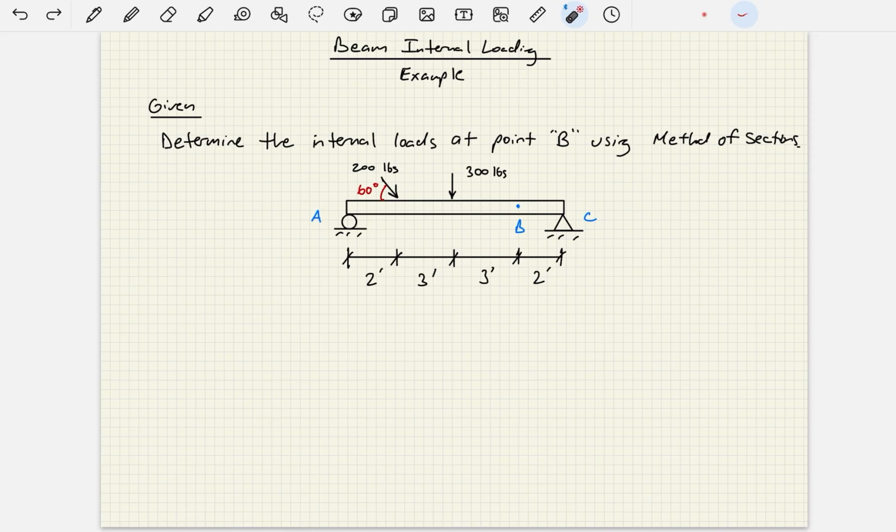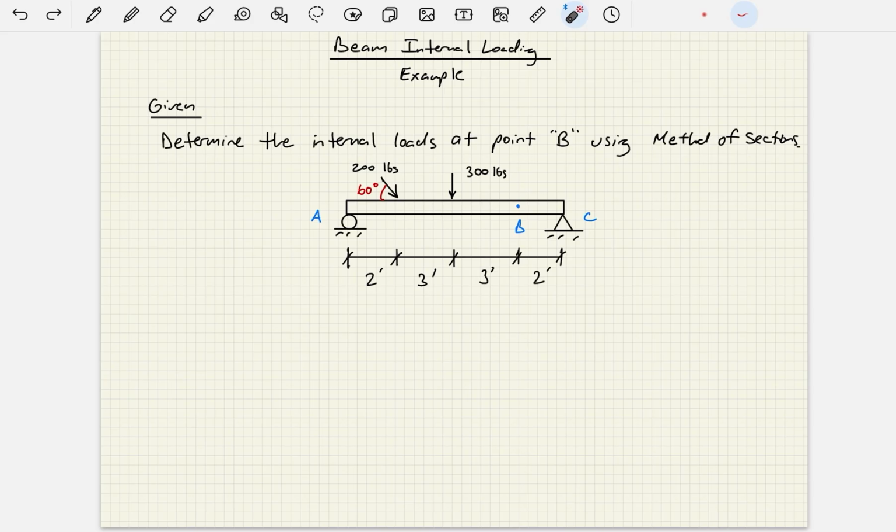So here we have a simply supported beam. It's got a roller at A and an external pin connection at C. And the point B that we're interested in is right here. Now, there's no additional support at B, no internal hinge at B, nothing at all. This is a solid member. This is just a point of interest, point B, okay?